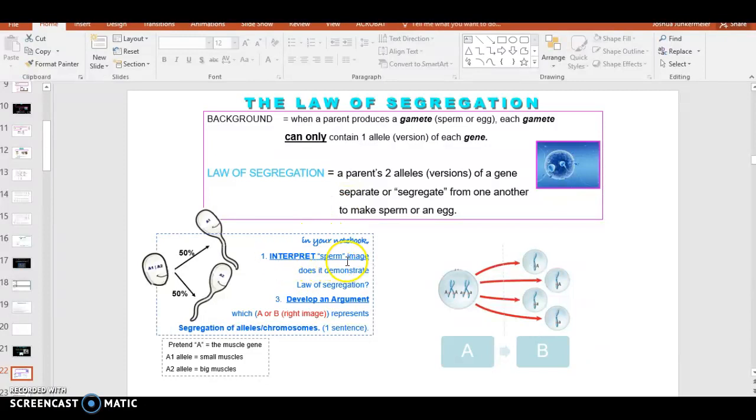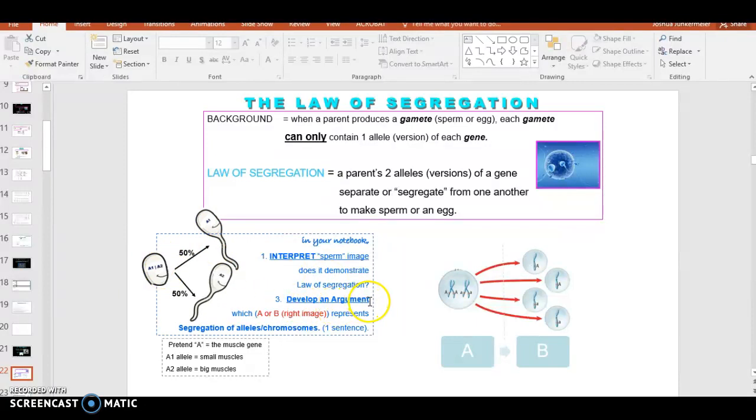So it says interpret sperm image. So we're looking at this. Interpret means make sense of it, like we were talking about. It says, does it demonstrate law of segregation? Does this picture show these two alleles being separated in the sperm? If it does, explain how, based on your interpretation.